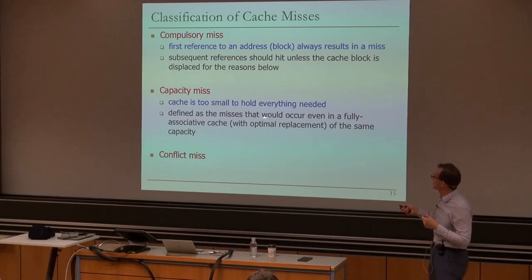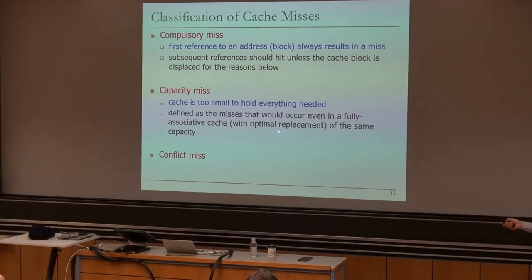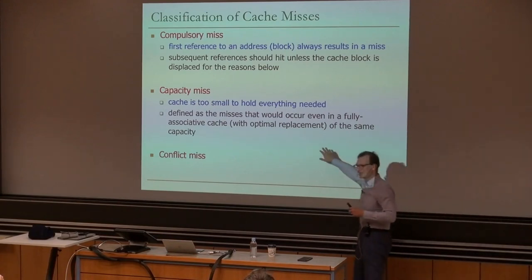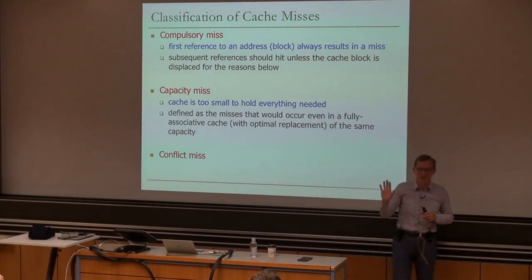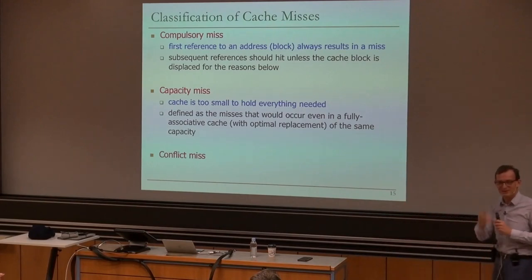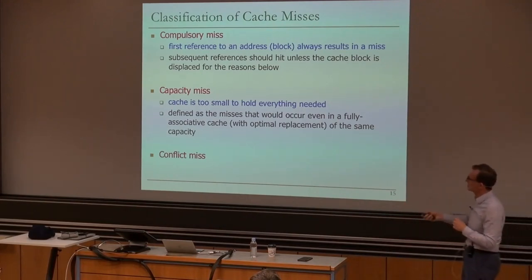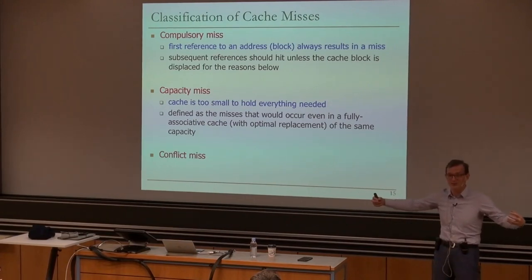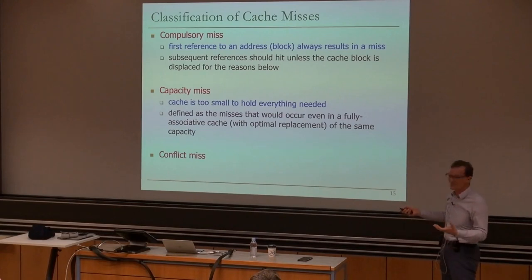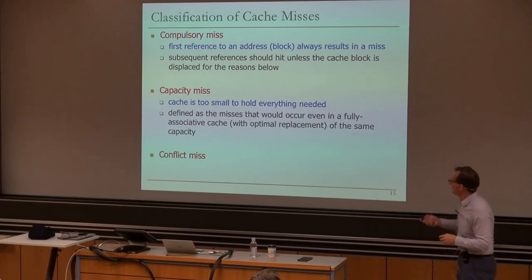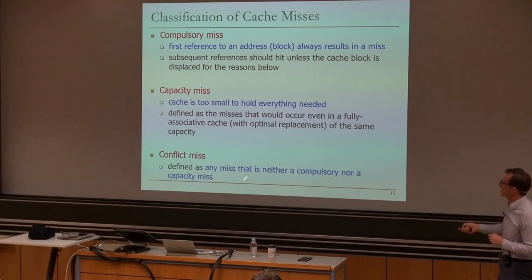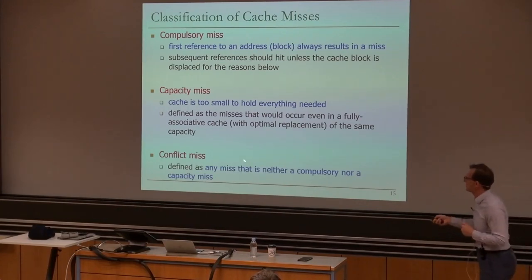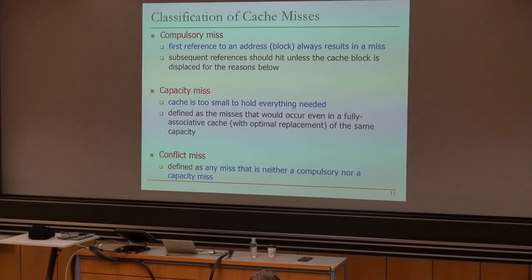A capacity miss is defined as the misses that would occur even in a fully associative cache with optimal replacement, of the same capacity. Now there's a danger over here, of course. This may be very fuzzy. This depends on what you're optimizing for, but at least a fully associative cache with some reasonable replacement policy. So it's a bit fuzzy actually, because you can always do better management of your cache space and eliminate some misses, right? Okay, assuming that we define this nicely, the rest is basically conflict misses: any miss that is neither a compulsory miss nor a capacity miss.